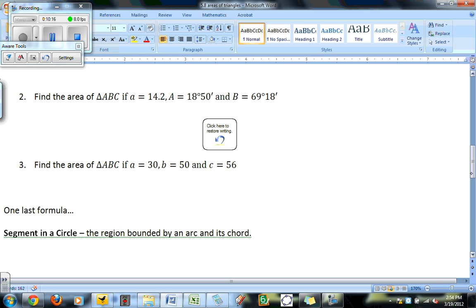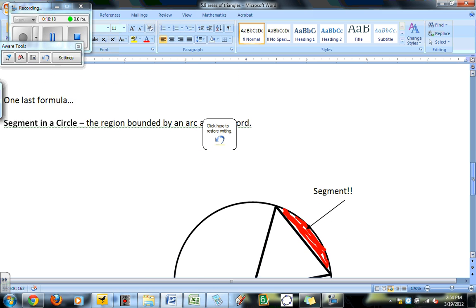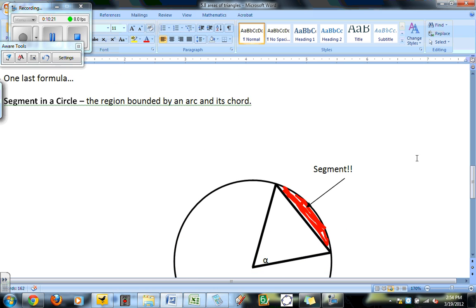One last thing to learn about, the last thing in this section, is how to find the area of a segment. A segment is a region bounded by an arc and its chord. Here is an arc of the circle. Since we're dealing with arcs of circles, we're going to have to deal with radians. A chord is just a segment that goes from one edge of the circle to another edge of the circle. So that's the segment. This area included inside here is all a segment. That's what we're finding.